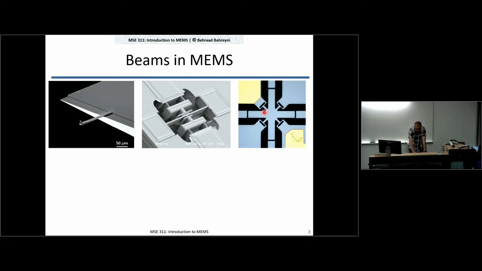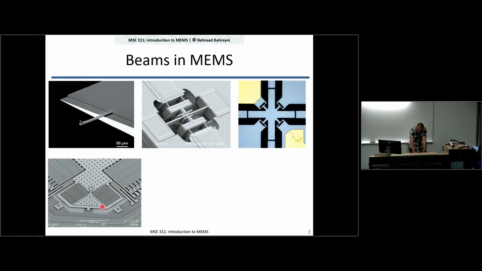But at the same time, you can notice that I'm using beams over here as well and over here as well. This is a connecting beam. This is, let's say, a structure to minimize the anchor loss. This is a beam to keep this device in its place. So every piece of this device is a beam. The device itself is also a beam.